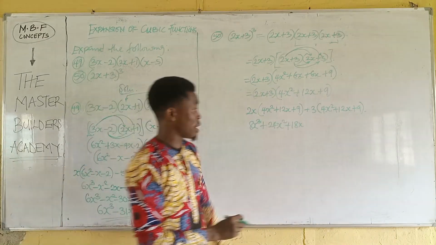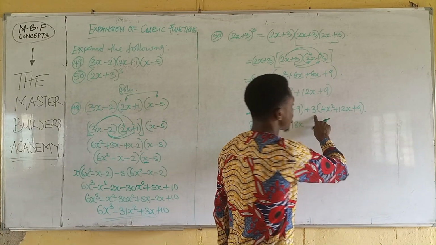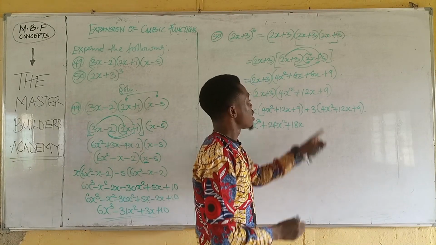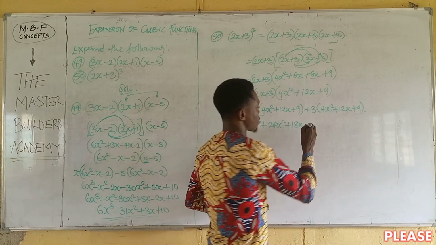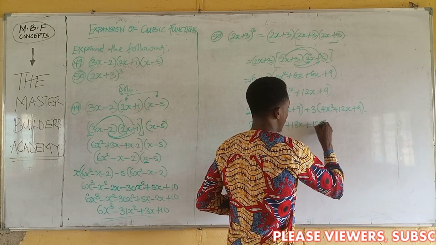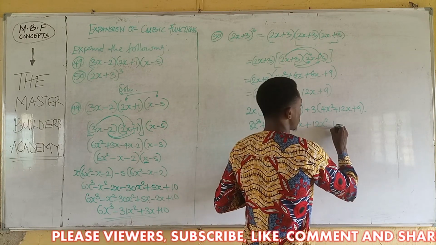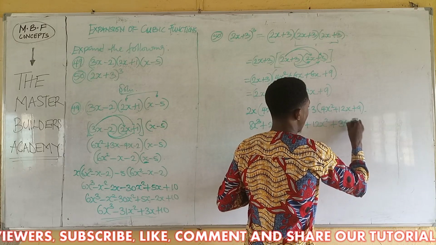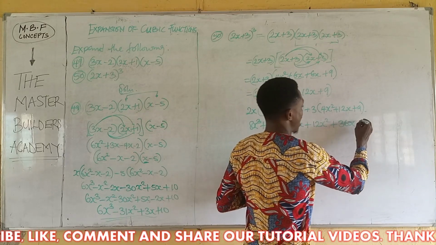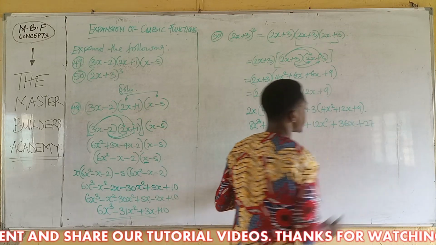Now we come to the second bracket. Now we have the multiplication factor to the last bracket to be 3. Now, 3 times 4x squared, guys, will have this to be what? 12x squared. And 3 times 12x, this will give us plus 36x. And 3 times 9, guys, this would have given us 27.